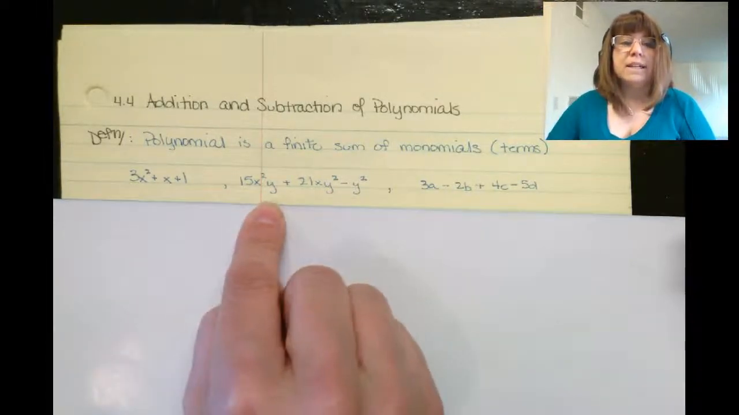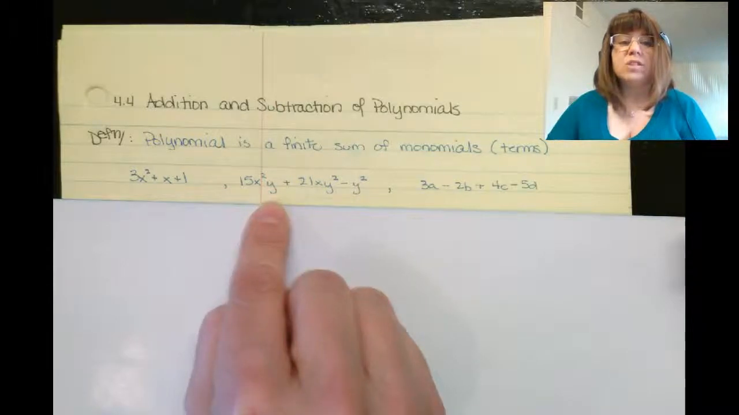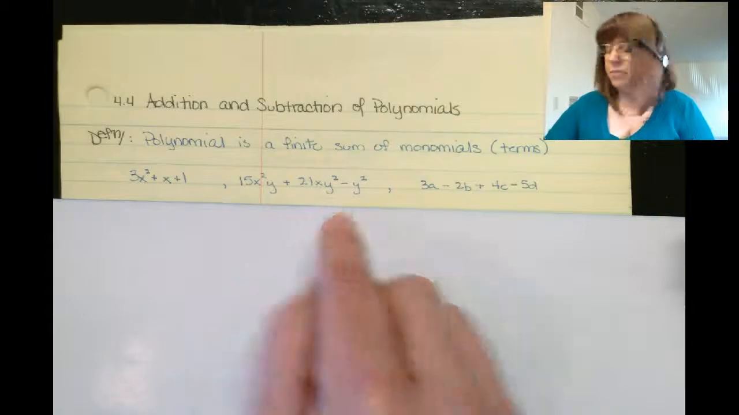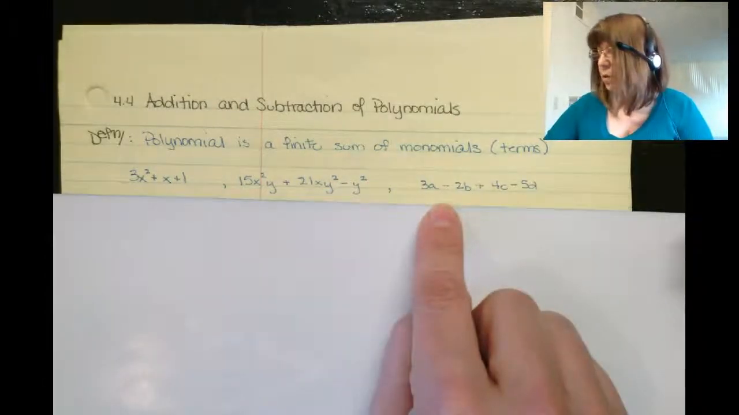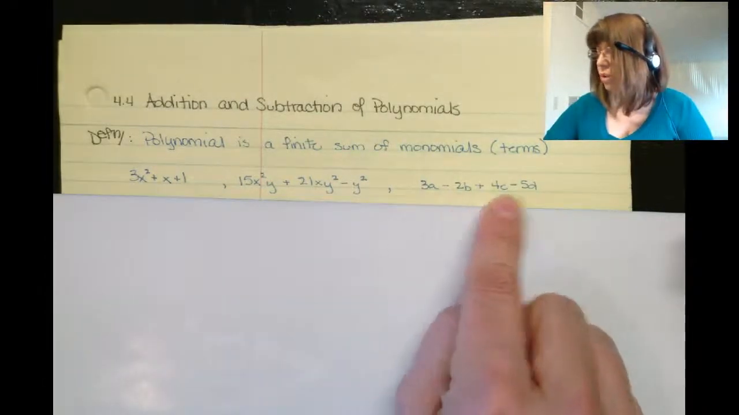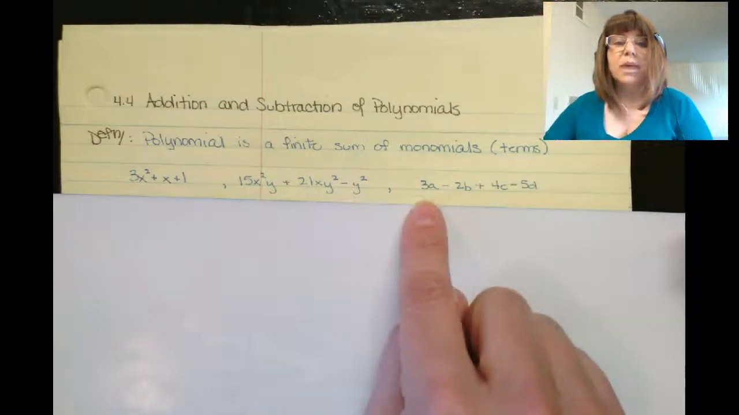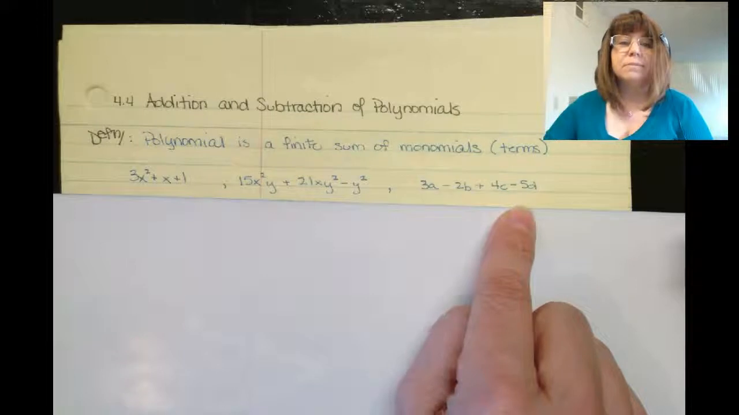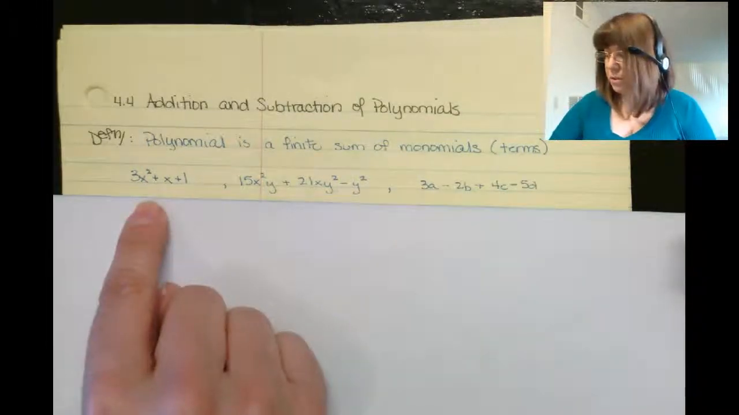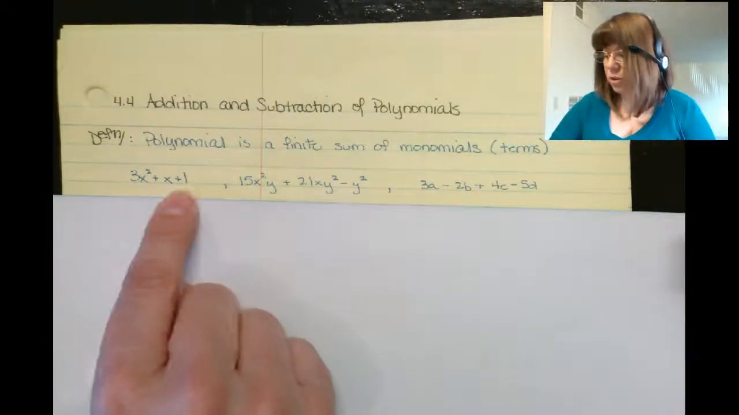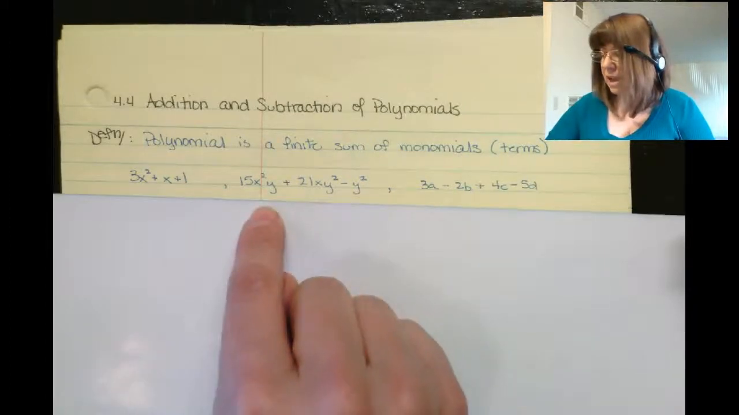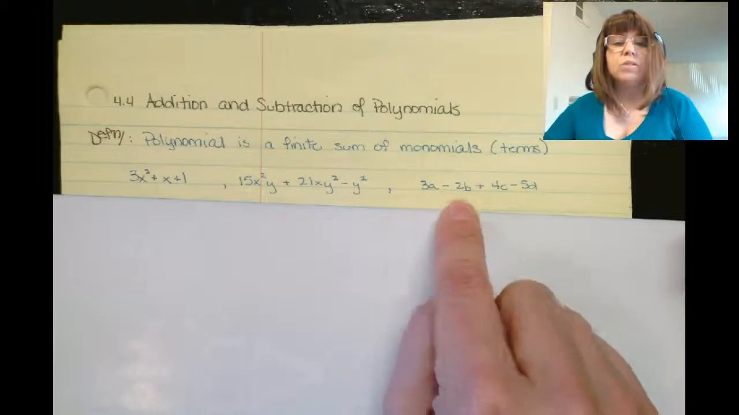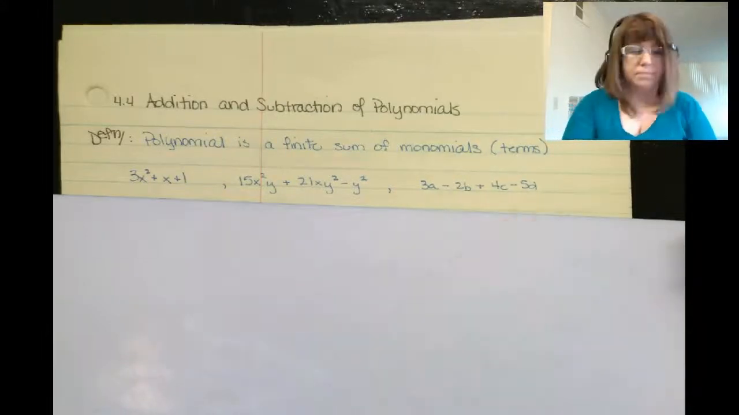Another polynomial is 15x squared y plus 21xy squared minus y squared. Another example of a polynomial, this time it has 1, 2, 3, 4 terms, is 3a minus 2b plus 4c minus 5d. So in the first polynomial I had 1, 2, 3 terms. In the second I had 1, 2, 3 terms. And in the third one I had 1, 2, 3, 4 terms.